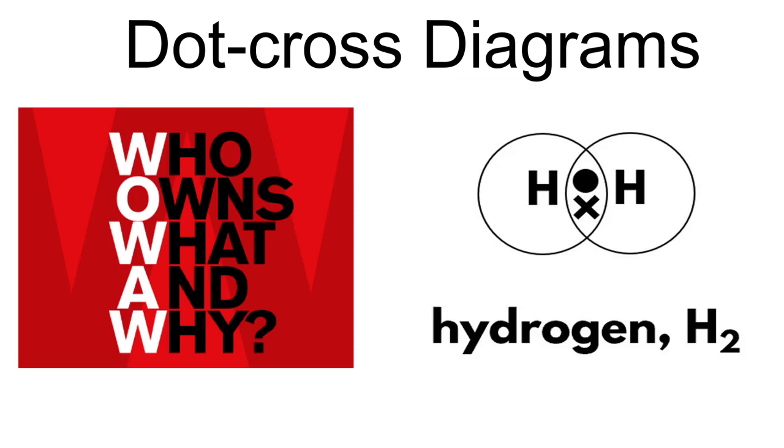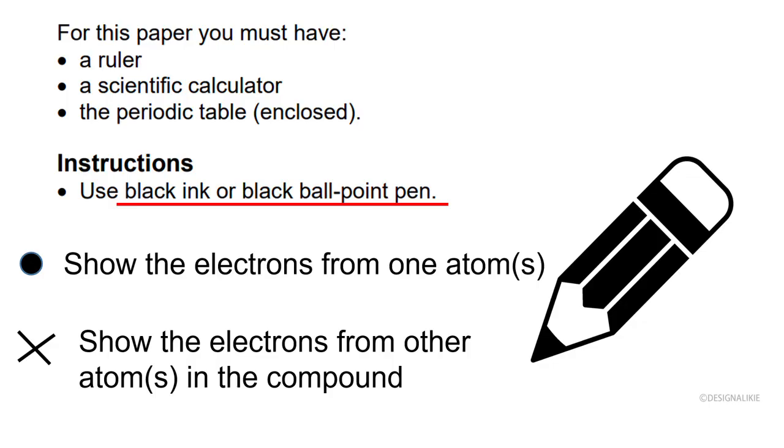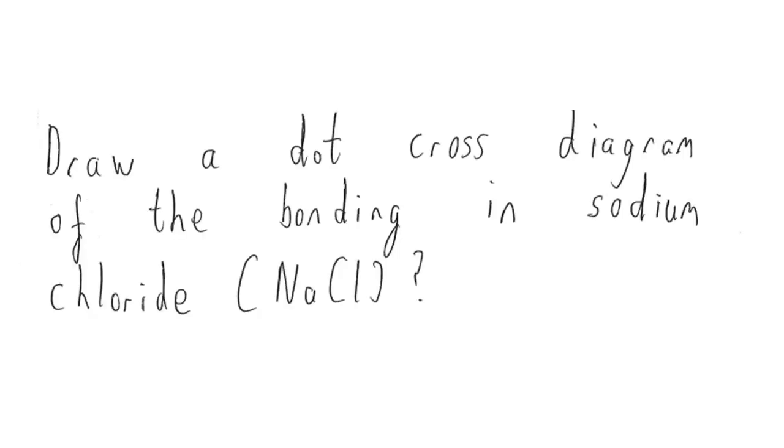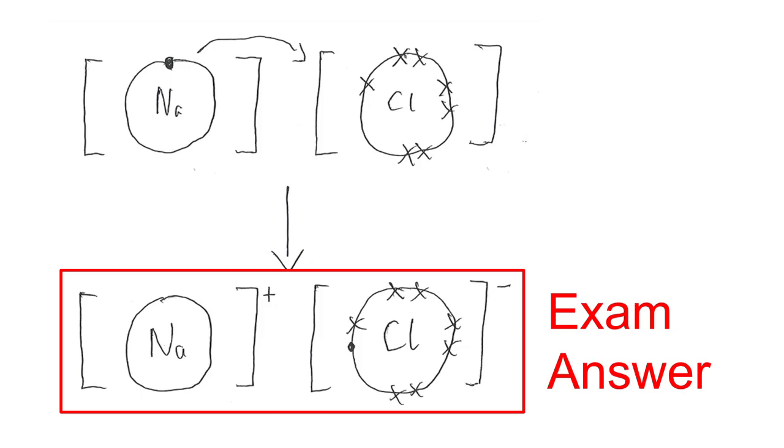That is where dot cross diagrams come in. Dot cross diagrams are used because you can only write in black ink in your exam. So you need to use dots and crosses to show where the electrons come from because you can't use color. So draw a dot cross diagram of the bonding in sodium chloride. Well, here's the outer shell electron being moved, but your exam answer is just what I've highlighted in red. That's all you have to do.